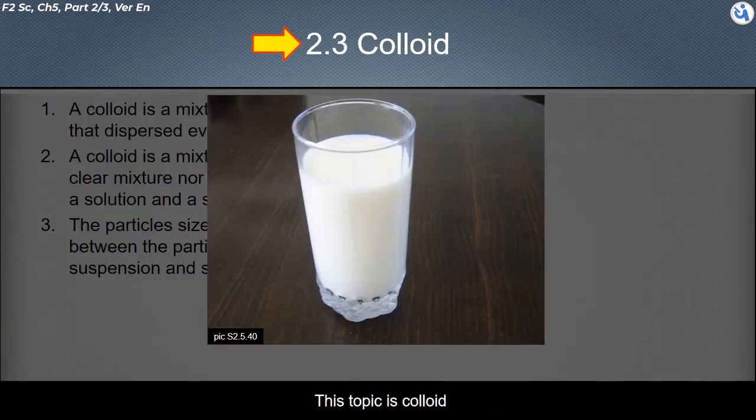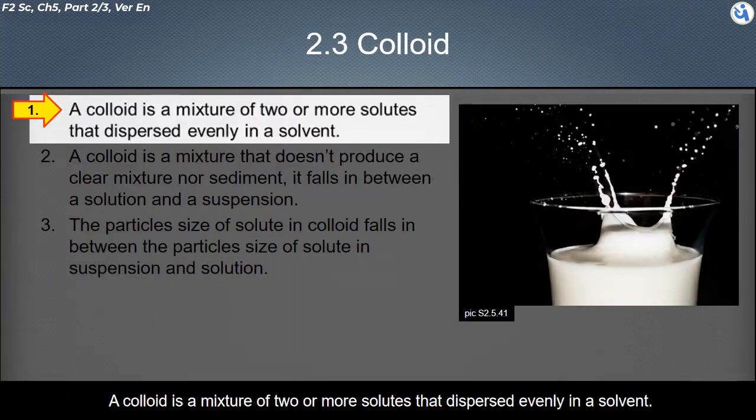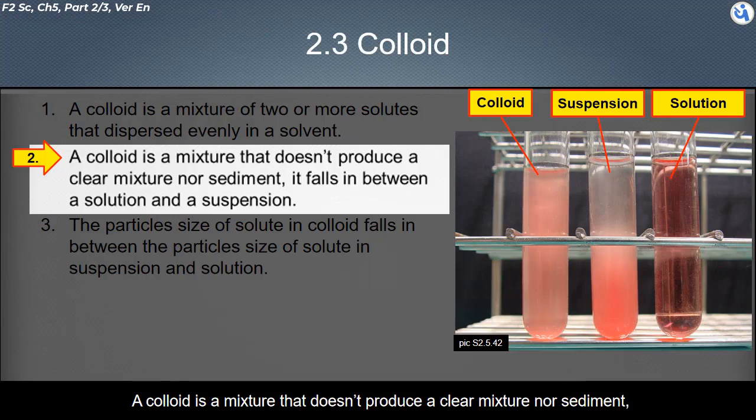This topic is colloid. A colloid is a mixture of two or more solutes that are dispersed evenly in a solvent. A colloid is a mixture that doesn't produce a clear mixture, nor sediment. It falls in between a solution and a suspension.